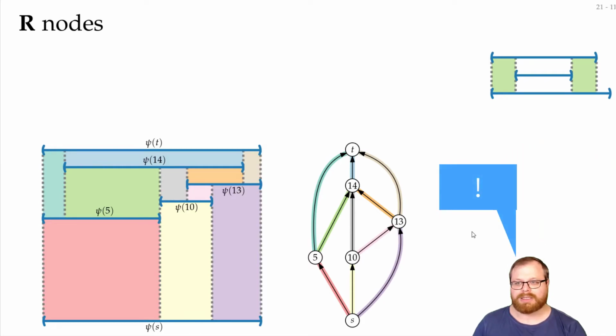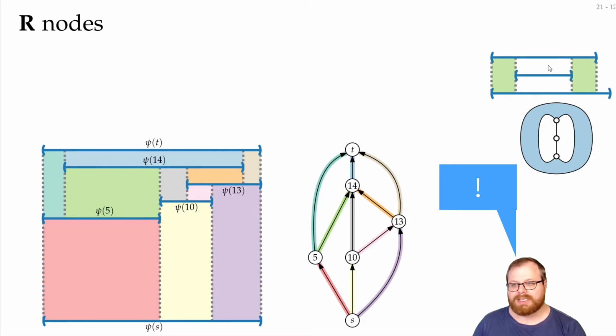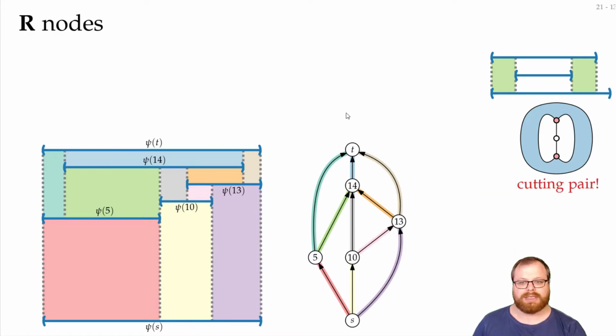No, we cannot. Because if we look at the graph, then we have some node for this, some node for this. We have some component on the outside, but this edge inside here is captured, even if there are more edges here. Then we have a cutting pair. And this is not allowed because we have an R node. This is reconnected, so this does not exist.